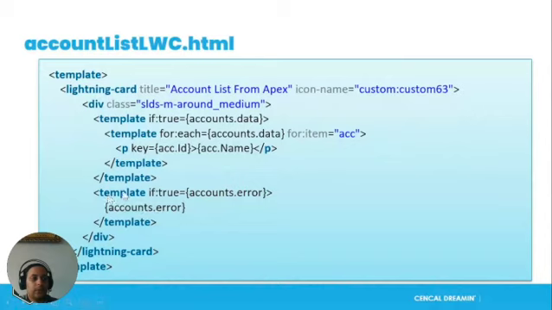This code will display only when I have an error, and this template for:each with acc.Id and acc.Name will display only if I have data in my database.